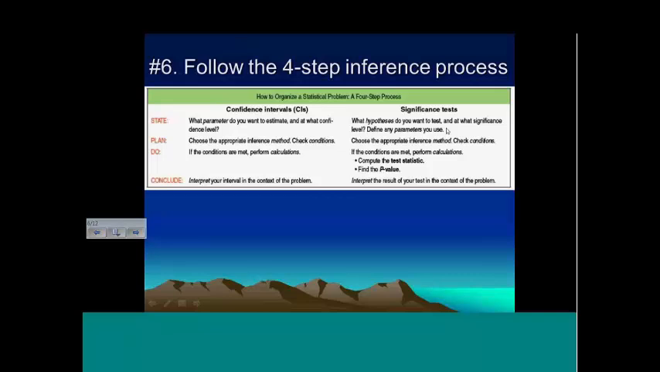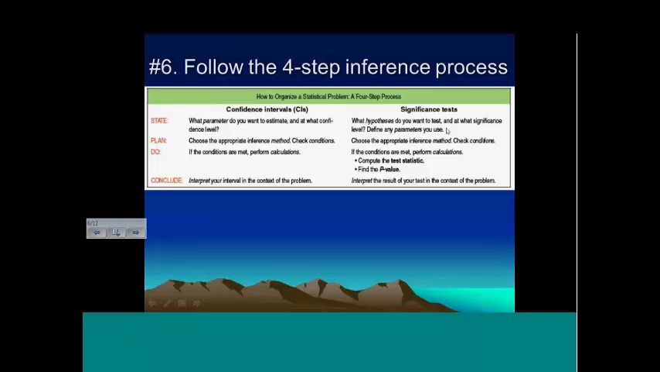Then in the plan step, the expectation is that the inference procedure will be named. So one sample t-test, for example. It's also possible to identify the inference method by giving the formula for that method as part of the calculations. But at some place in the solution, the inference method has to be identified.